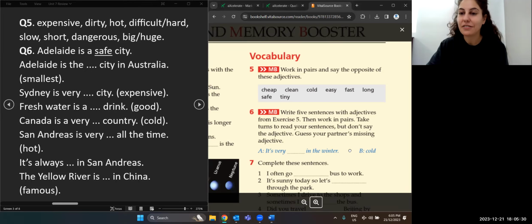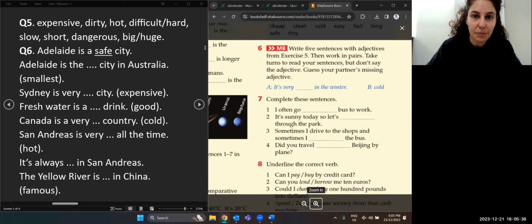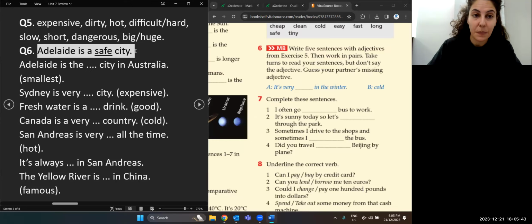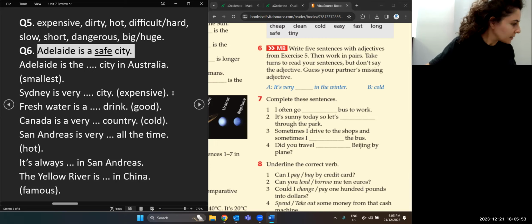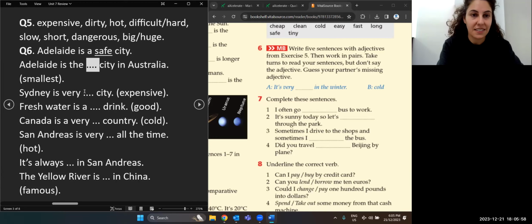Okay, so write 5 sentences with adjectives from exercise 5. So, for example, I have some examples here. Let's have a look. Adelaide is a safe city. Now, that's just using the adjective safe. But now I want to compare it. Sorry, that's number 6. Yeah. So Adelaide is the safest city in Australia, if I want to compare it. Or the smallest.